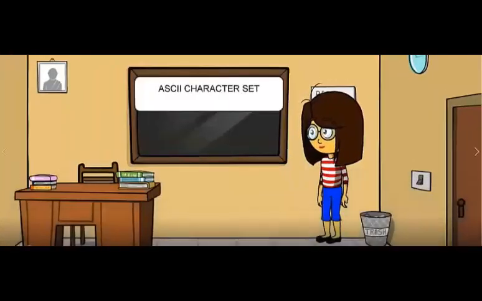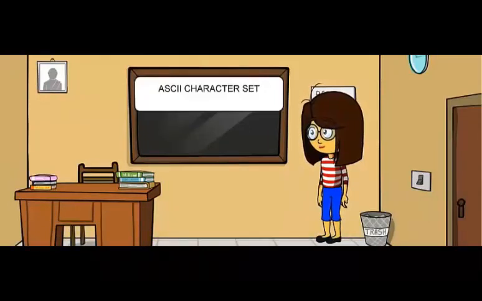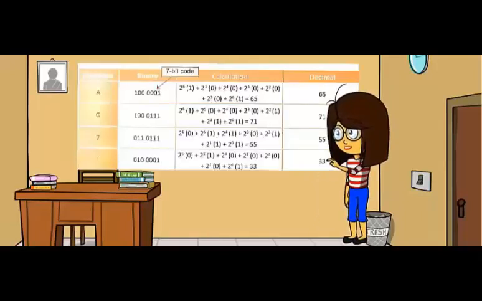ASCII is the abbreviated form for American Standard Code for Information Interchange. It is a 7-bit set of codes that allow 128 different characters, that is calculated by 2 raised to 7 equals 128. This amount is enough for every uppercase letter, lowercase letter, digit and special character used in the English language keyboard. The table on the board shows some ASCII code examples.